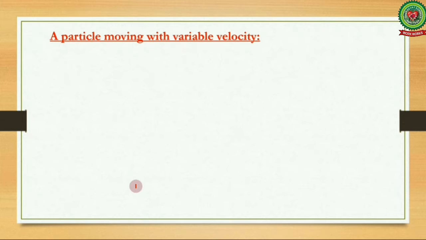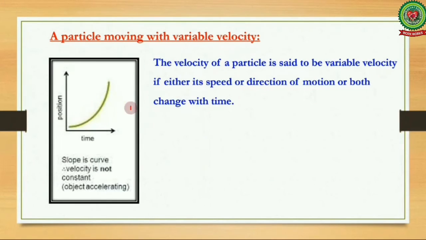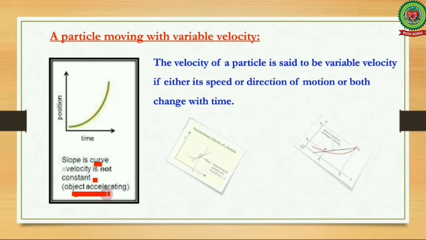Next is when a particle is moving with variable velocity. The velocity of a particle is said to be variable if either its speed or direction of motion or both change with time. So the graph will be like this. It's a curve, not a straight line. Velocity is not constant, and it means the object is accelerating.